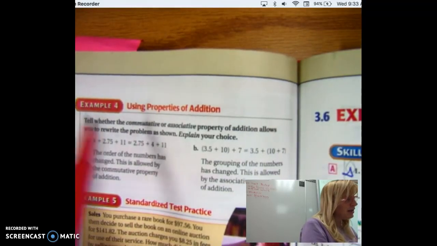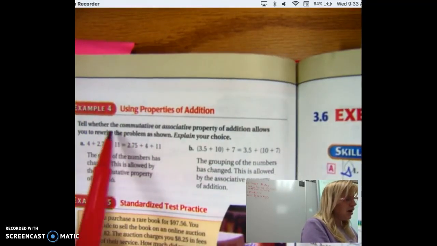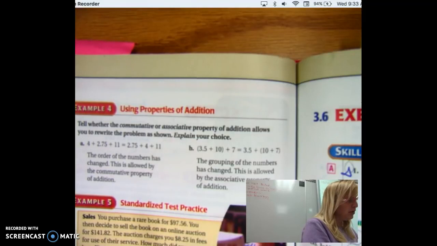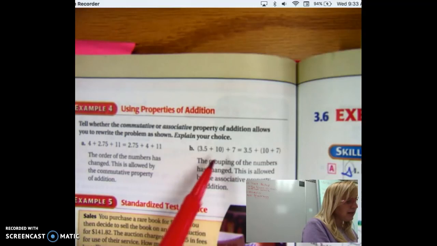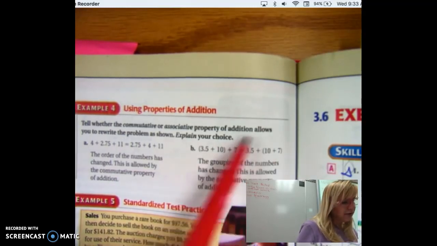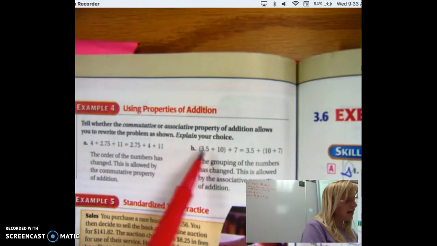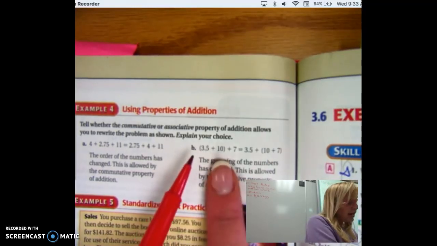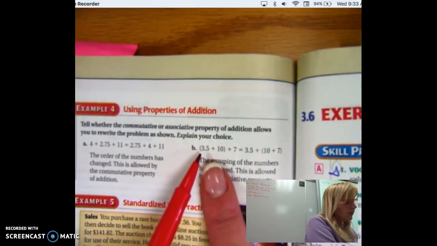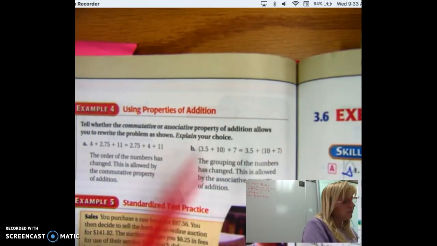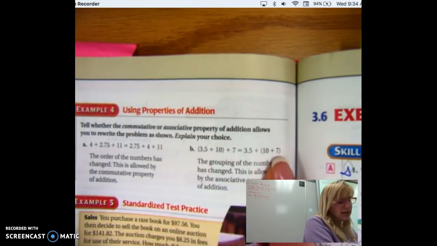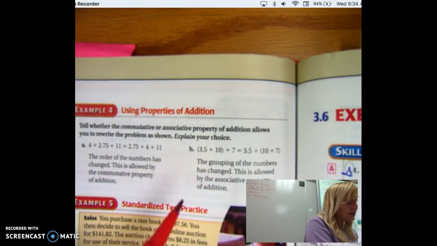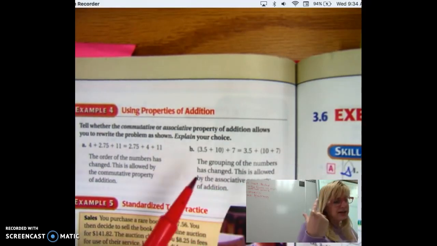So on a quiz or a test, you're going to have to be able to distinguish whether the commutative or associative property is used. It's pretty common that anytime you see a grouping symbol, but not always, because if the numbers drive around, then you use the commutative property. If you notice in B, all that has changed is that you've moved the parentheses over here. Why would you do that? Well, in my head, I see that 10 plus 7 is 17, and then I'll tack on that 3 plus 5 afterwards. That makes more sense in my head to group it that way.